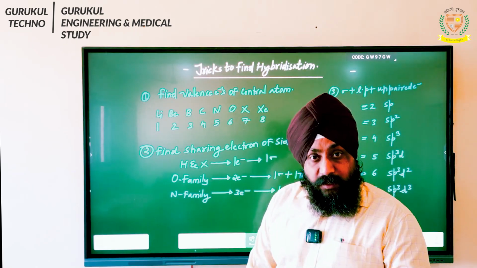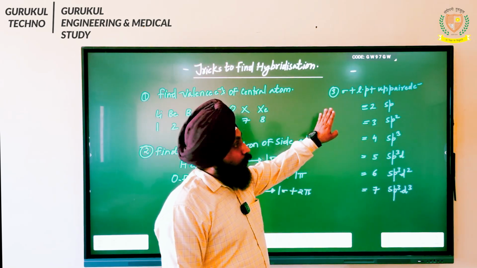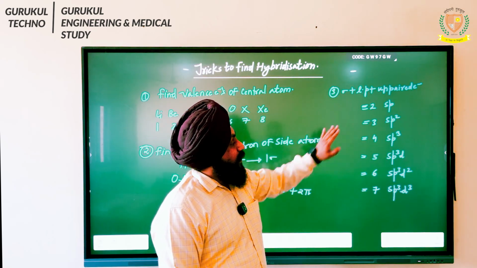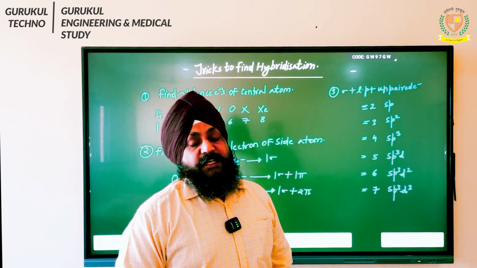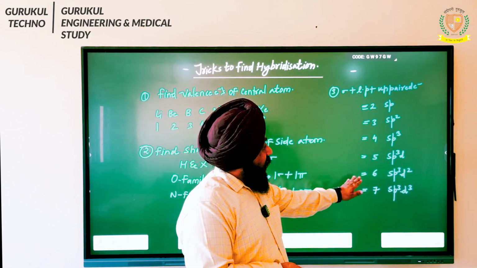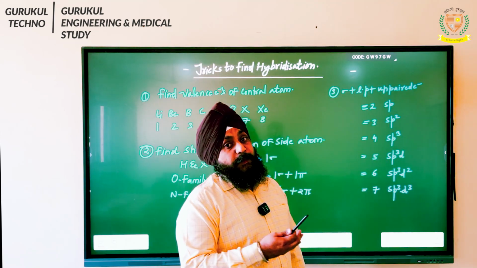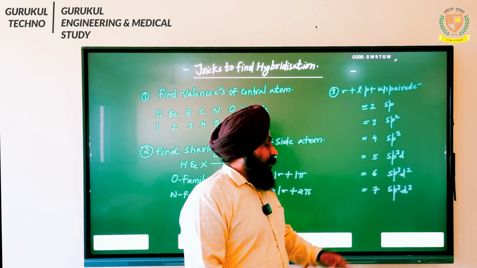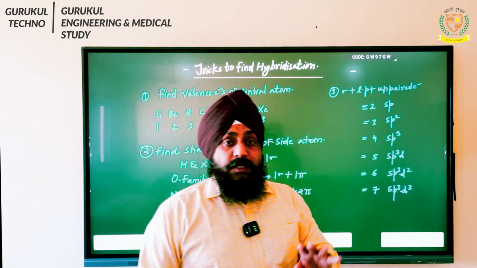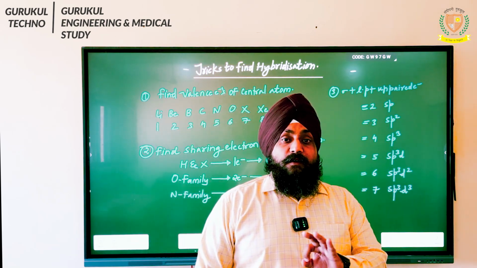And students, the third important step which we will learn over here, we say when the number of sigma, lone pair and unpaired electron is coming up to 2, you say it will be sp hybridized. If it is 3, it is sp2 hybridized. If it is 4, it will be sp3 hybridized. If it is 5, it will be sp3d hybridized. If it is 6, it will be sp3d2, and if it is 7, it will be what? It will be your sp3d3. Yes students, so these are the steps involved in finding out hybridization of the central atom.